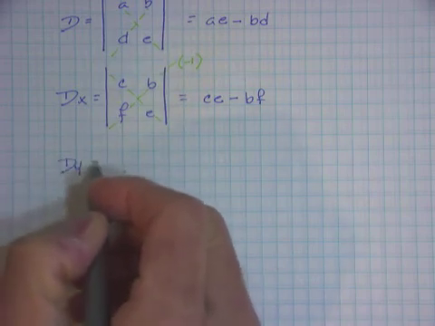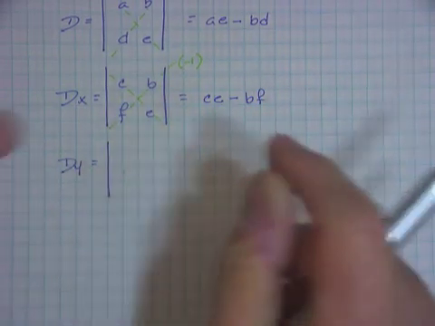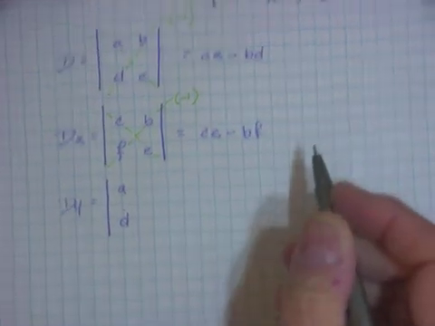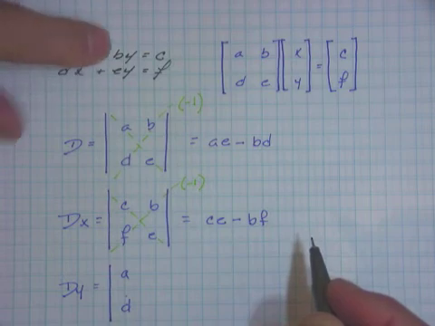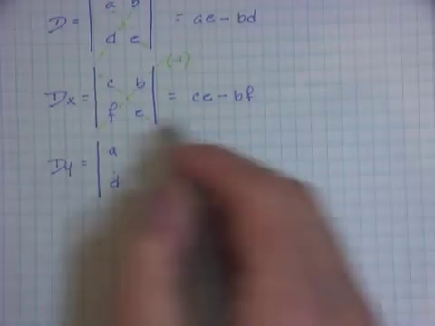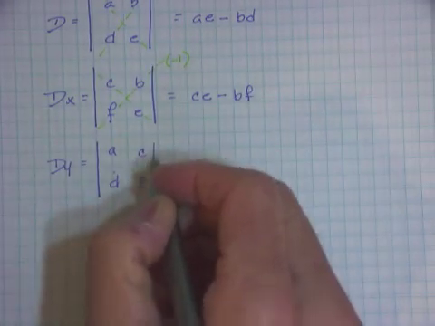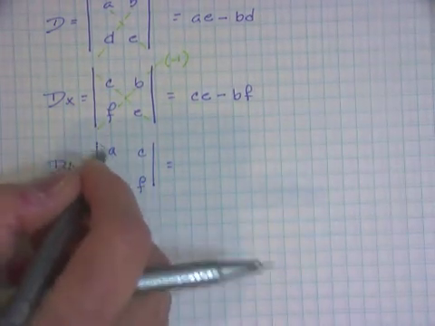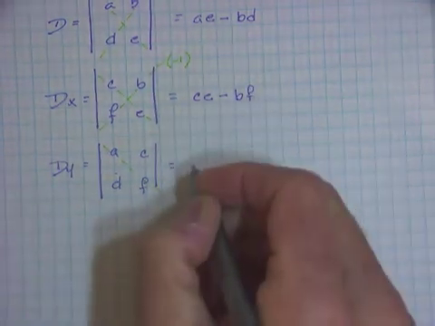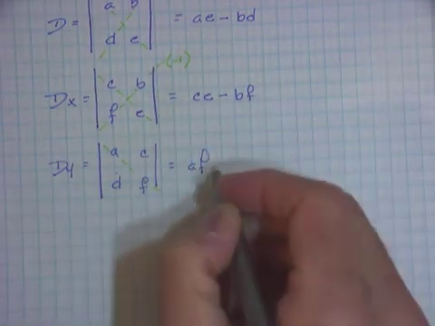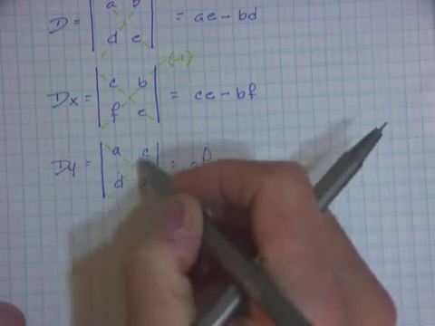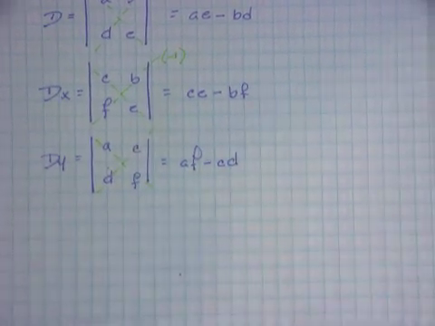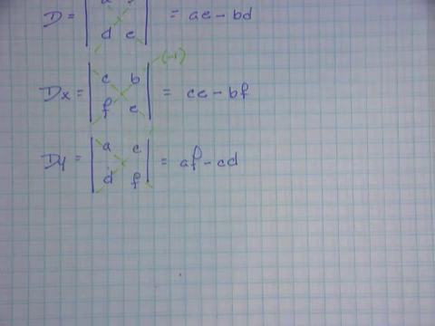And then we get the determinant in y equal to, now we put the x coefficients back, A, D. This time we replace the y coefficients with the answers. So we've got CF. And this equals, again with the diagonals, this diagonal, A times F, minus this diagonal, C times D. Okay?